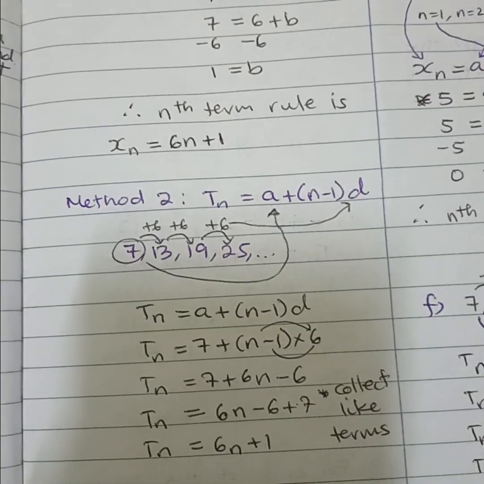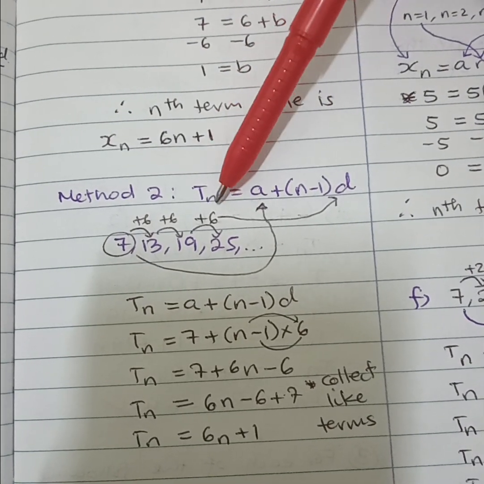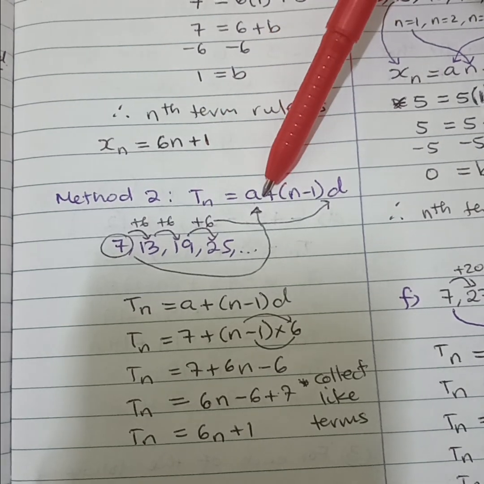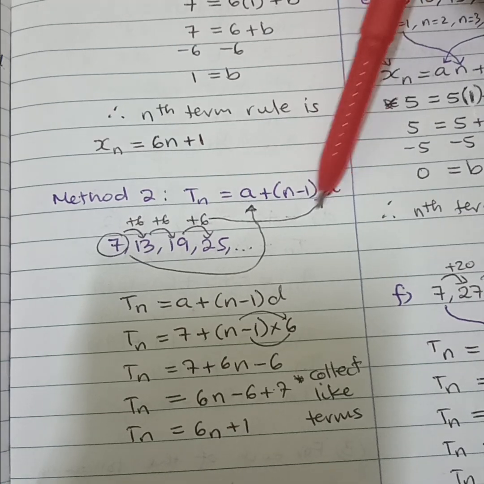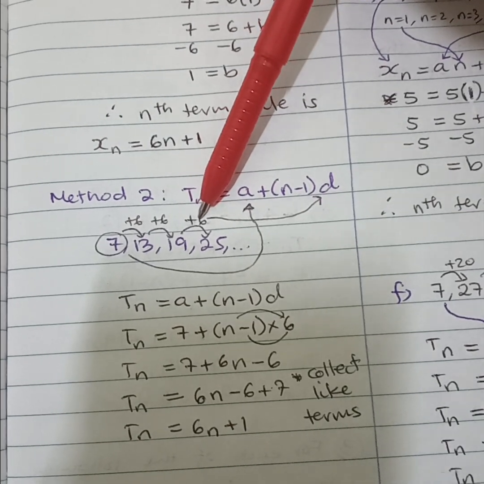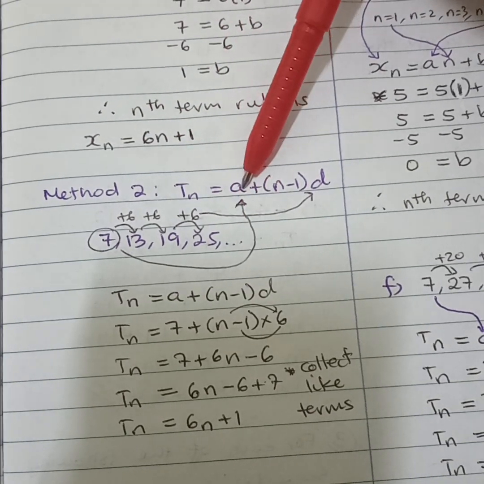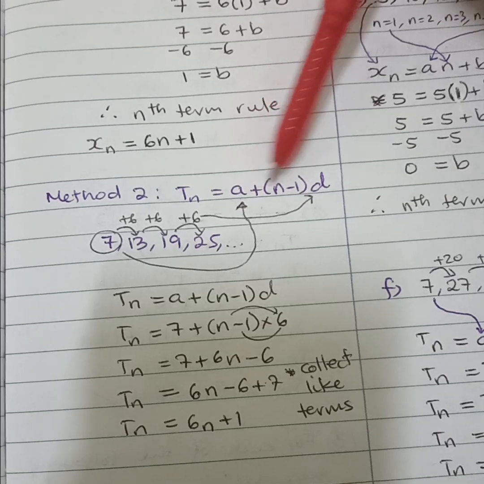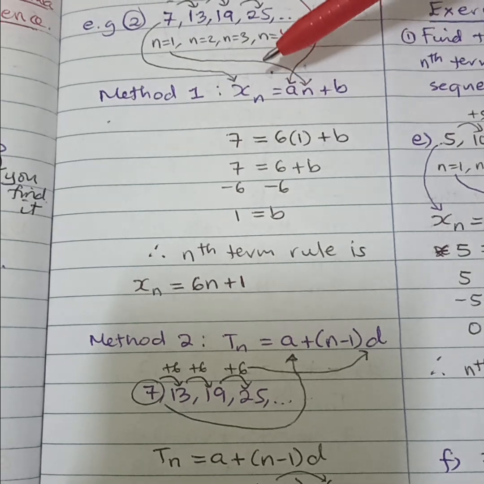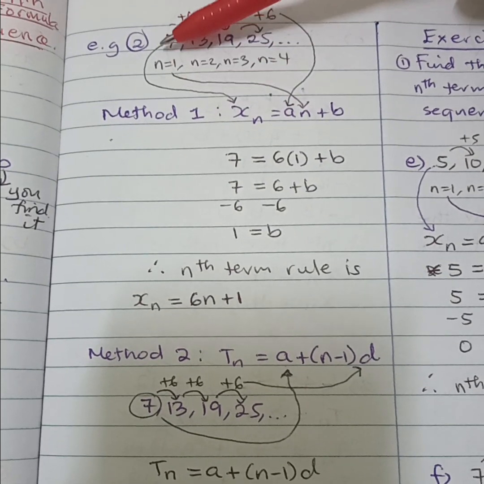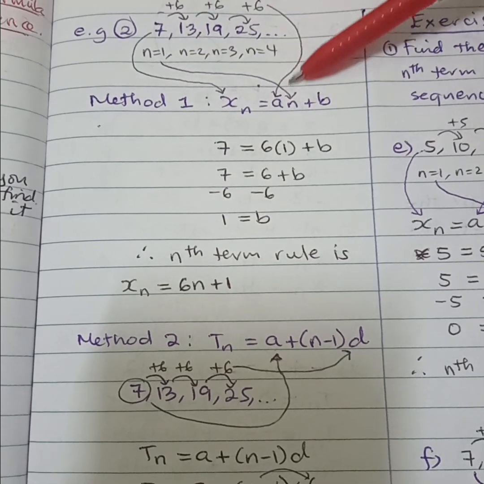And here's another example again for the second method. The nth term is equal to a, which is the first term, plus n minus 1 times d, which is the common difference. Take note, for the second method, we are only substituting 2 things, the first term and the common difference. For method 1, we are substituting 3 things. One term, its position, and the common difference.